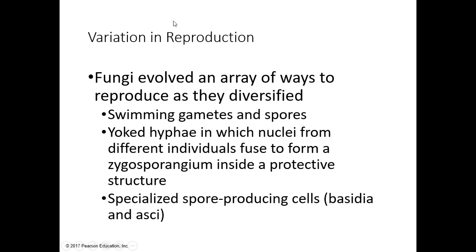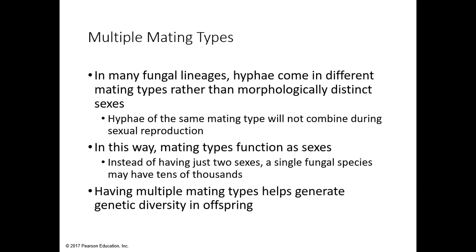Okay, so this variation in reproduction has served the needs of the fungi, depending on where they are. Fungi, like I've said, have evolved many different ways to reproduce. So swimming gametes and spores, the yoked hyphae in which nuclei from different individuals form a zygosporangium inside a protective structure. We see that. Specialized spore producing cells like the basidia and the asci. So, we see these various different forms of reproduction, again, depending on the location and what is best for the species of fungi.